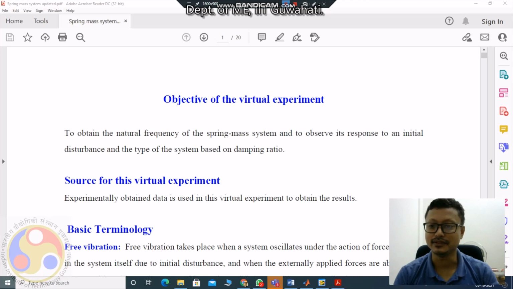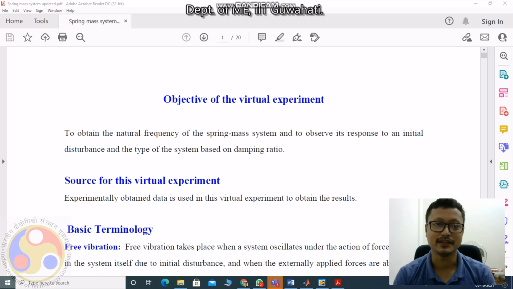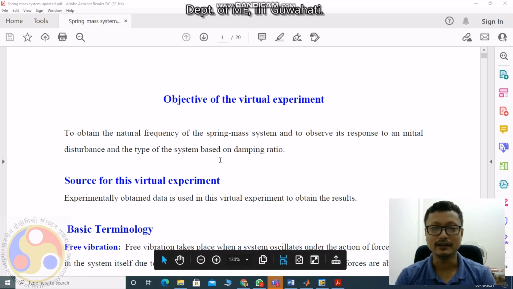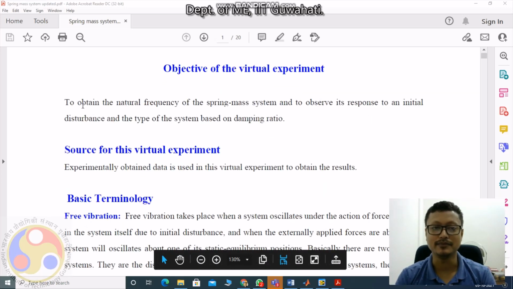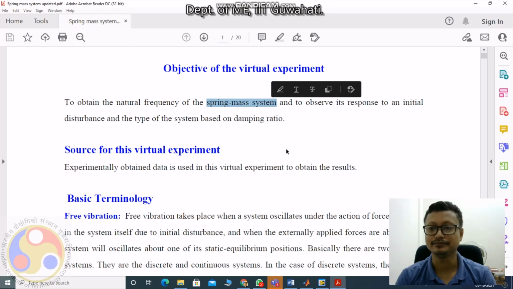Today I am going to demonstrate the vibration lab experiment of free vibration of a spring mass system. In this experiment we are going to learn the following. This is the objective of this experiment. We are going to get the natural frequency of this spring mass system.